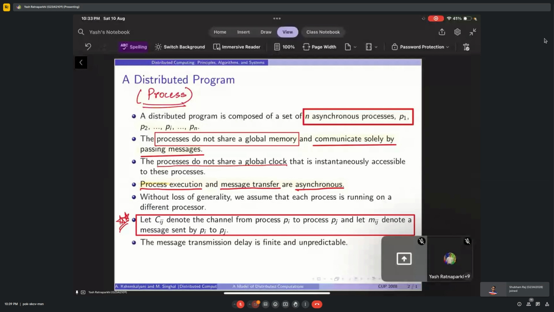This Cij is basically, C means a channel, and this channel is completely as a whole. The channel is a group of all the processes that are happening, so all the processes are happening in a particular channel. And what is this Cij meaning? Cij denotes the channel from process Pi to process Pj, and let Mij denote the message sent from Pi to Pj.